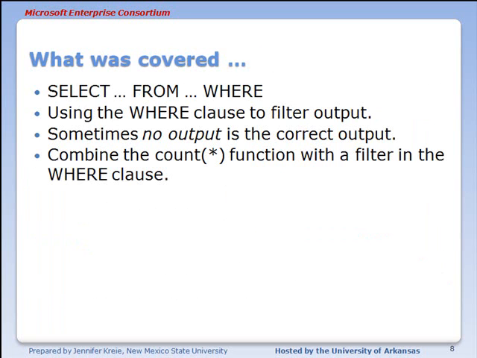So in this lesson, we've added the where clause to the select statement, which allows us to filter output. We've seen an example where no output is the correct output, but we should do some checking to make sure that that is the valid output. We've used a combination of the where clause with the count function, so we could do a count not of every record in a table, but of only certain records that meet a certain criterion.